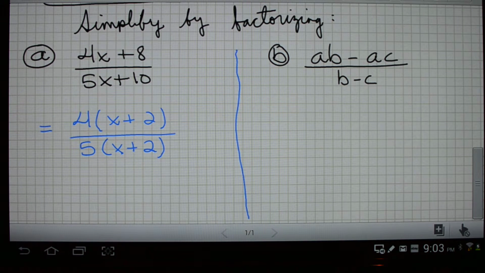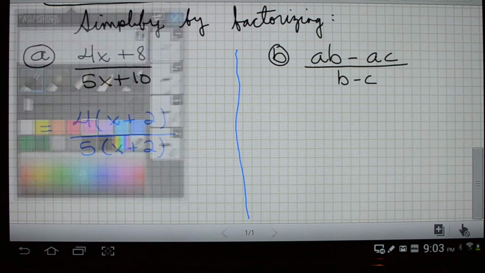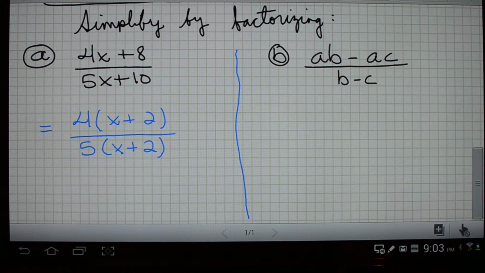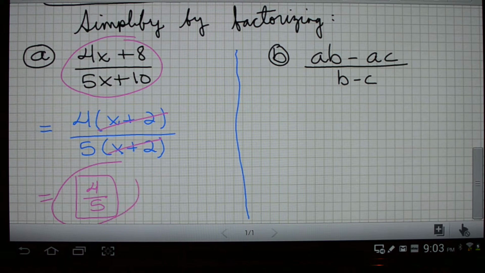x plus 2. Now you can see we have the x plus 2 on top and bottom, so we can just cancel those. And all we're left with is 4/5. Who would have guessed that this simplifies to this? It's hard to tell by looking at the original problem. That's why you just have to take it step by step and factorize when possible, and stuff goes away. And I love that stuff goes away. It makes things so easy.